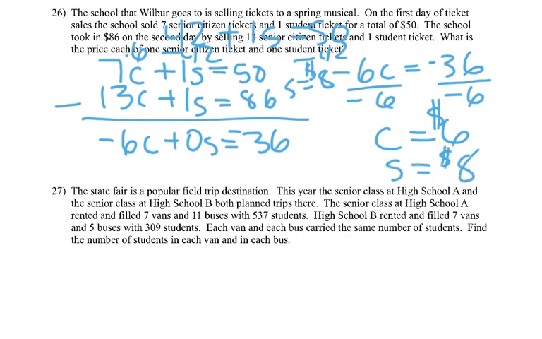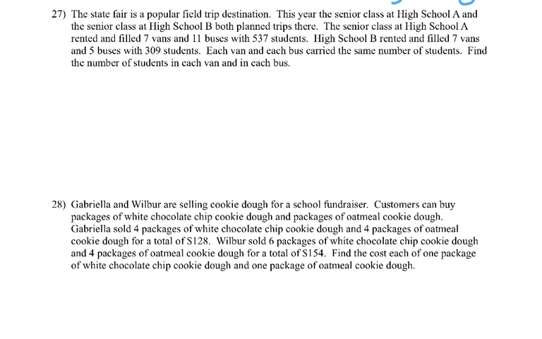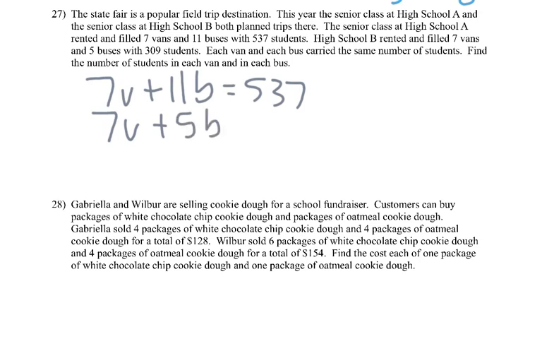Okay. Number 27. The State Fair is a popular field trip destination. This year, the senior class at High School A and the senior class at High School B, lovely names, both planned trips there. The senior class at High School A rented and filled 7 vans and 11 buses with 537 students. High School B rented and filled 7 vans and 5 buses with 309 students. Each van and each bus carried the same number of students. Find the number of students in each van and each bus. So again, 7 vans, 11 buses for 537 students. Okay, High School B, 7 vans and 5 buses with 309 students.